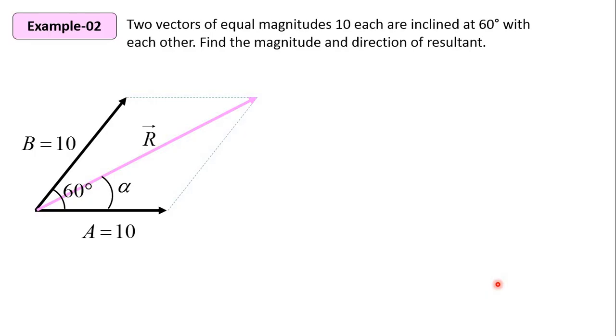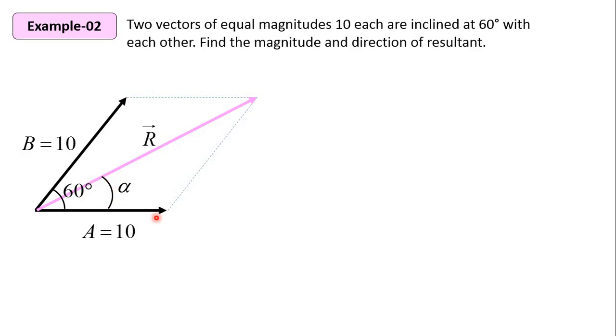Example number 2. Here we have two vectors of equal magnitudes, 10 each. Vector A has magnitude 10, vector B also has the same magnitude 10, and they are inclined at 60 degrees with each other. That means the angle between the two vectors A and B is 60 degrees. Find the magnitude and direction of the resultant. We have to find the magnitude of this resultant and the direction angle alpha it makes with the vector A.